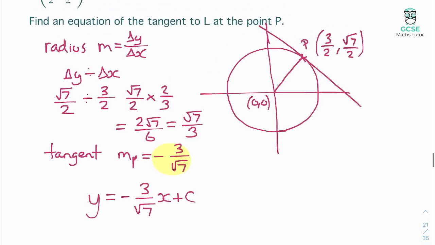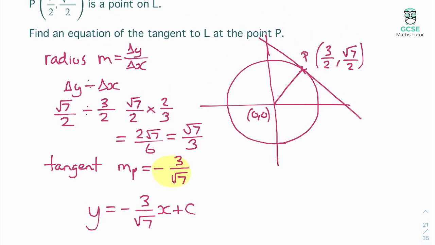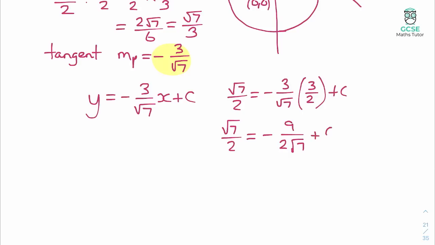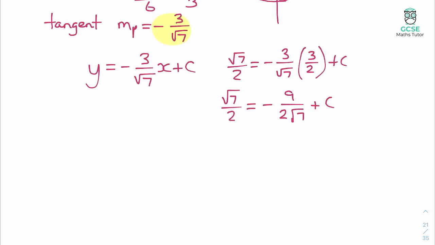And now we need to substitute the coordinate that it passes through, and it passes through 3 over 2 and root 7 over 2. So if I sub that in, sub the y coordinate in first, so root 7 over 2 equals negative 3 over root 7 multiplied by the x coordinate 3 over 2 plus c. We need to multiply those, so root 7 over 2 equals negative 3 times 3 is 9 over 2 root 7, okay, plus c.